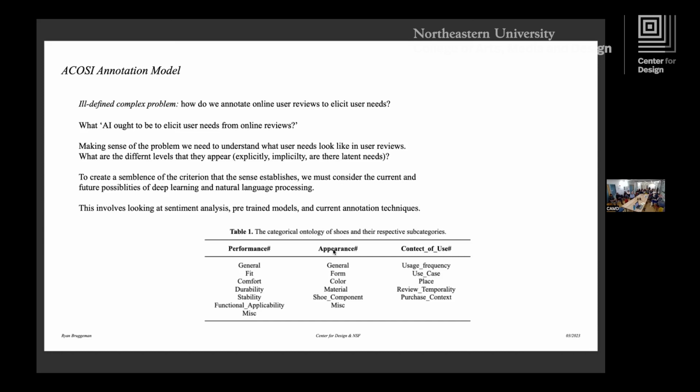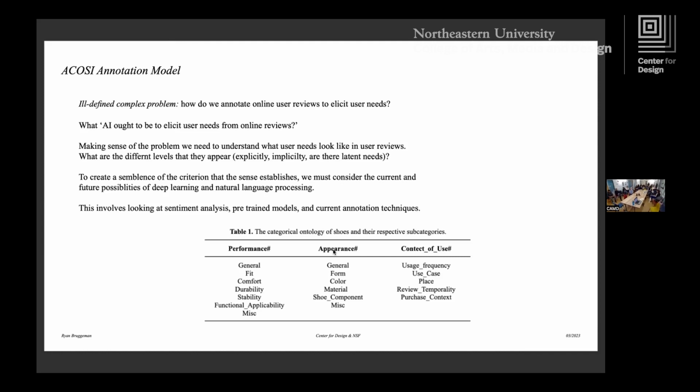We came up with a categorical ontology of shoes and users commenting on shoes. This is this classification. We did this through a grounded theory approach, so building it up iteratively, looking at a bunch of language, having people code, combining our codes, continuously going until we came up with this three-piece where we have performance or your function, and some subcategories: appearance, as we know, form, design, and context of use, or the information exists.